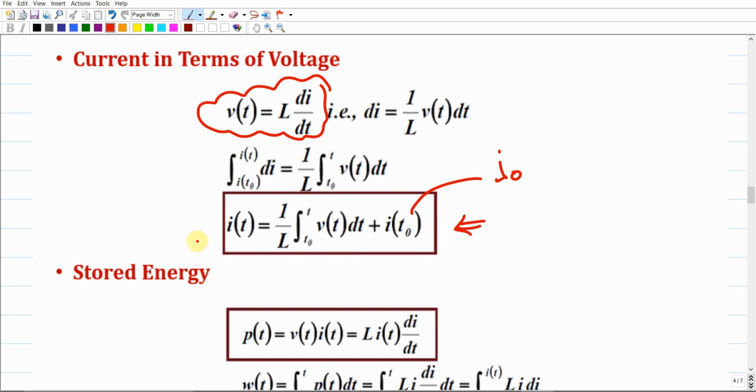As you can see, this inductor is completely the opposite of the capacitor. For the capacitor, the voltage is proportional to the integral of the current, and the current is proportional to the derivative of the volt. But for the inductor, it is the opposite. The voltage is proportional to the time derivative of the current, and the current is proportional to the time integral of the voltage. Right?